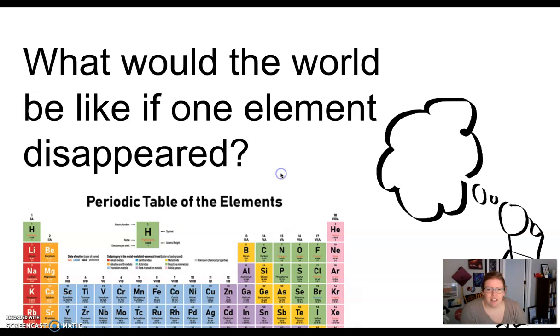So on your project, the whole goal is to really think about what would the world be like if one element disappeared. You can think about an element that's really common. I'm going to do my example around oxygen. So if I'm doing oxygen, I'm going to say, what would the world be like if oxygen all of a sudden disappeared and weren't here anymore? And I bet you have some ideas for oxygen right off the top of your head. And that's why I'm not actually going to let you pick oxygen for your project.